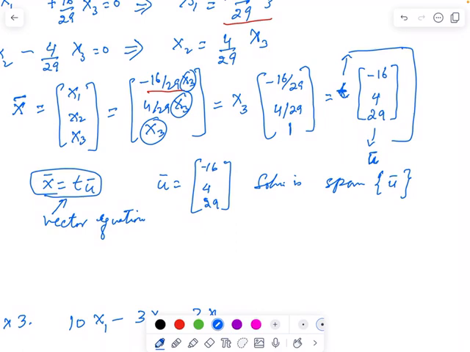So we can say the solution is the span of u. This is the geometrical explanation: the solution is a line through the 0 vector and the u vector, passing through the origin.